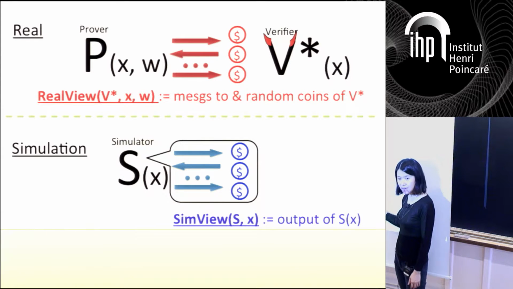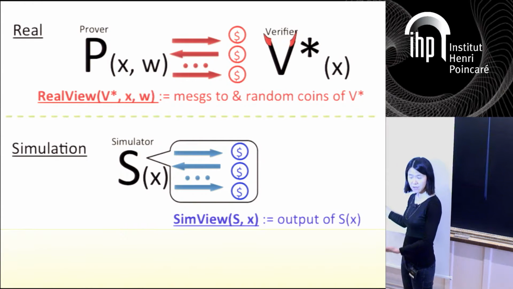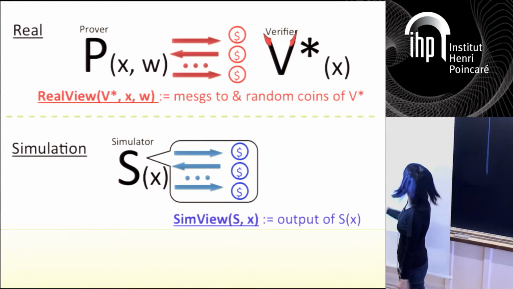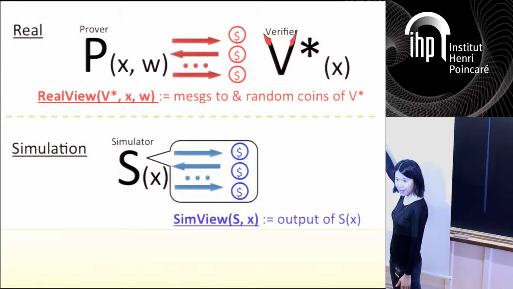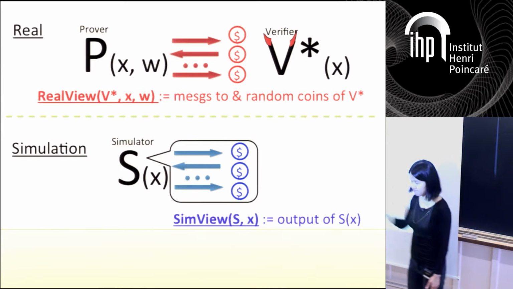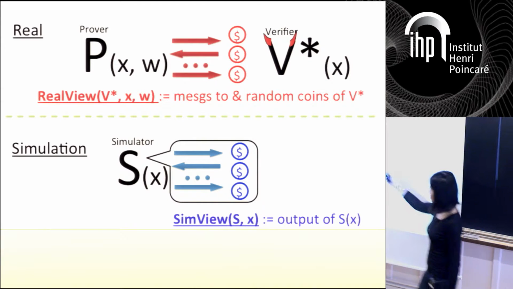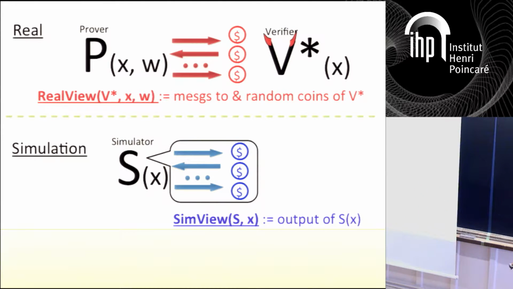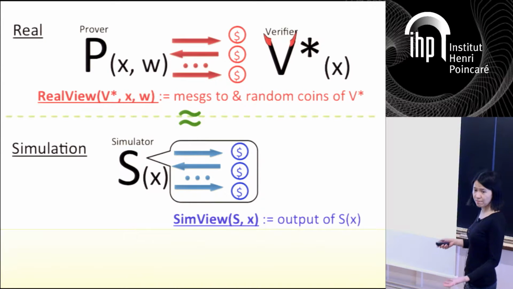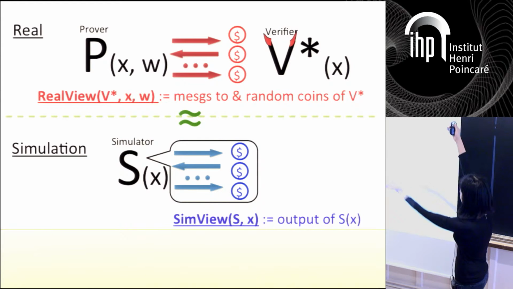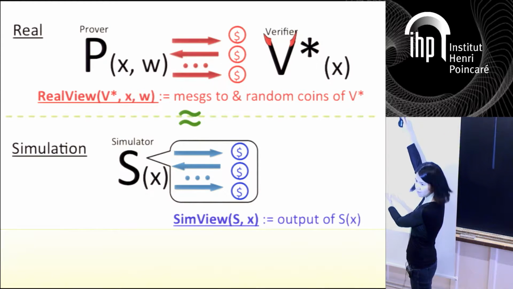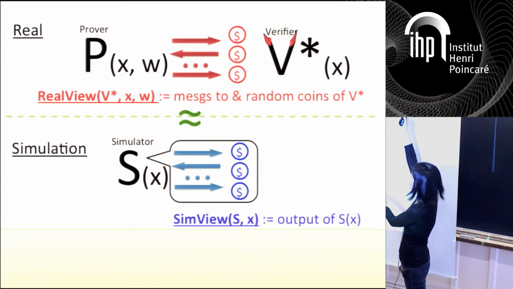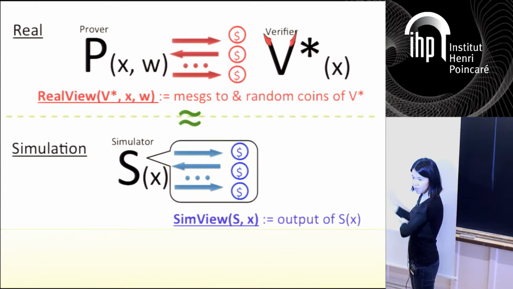And the output is supposed to be this random variable. We call it the sim view, in the sense that its goal is to produce an output that looks like a view of the verifier in the real world. So in particular, the output should also contain a bunch of messages and some random coins. What we would like to say is that this simulated view should be very close to the real view. In other words, the distribution of this random variable that describes the messages and random coins of the verifier in the real world and the distribution of the output of the simulator are very close.